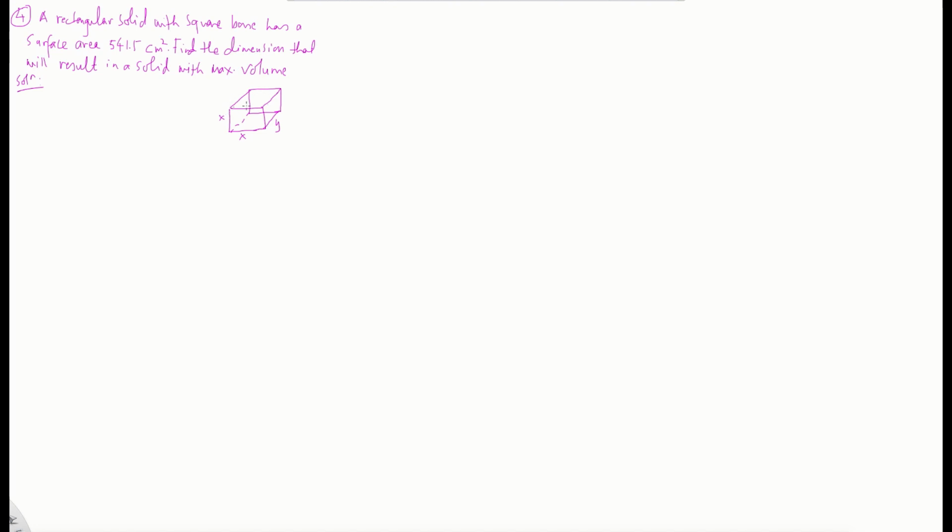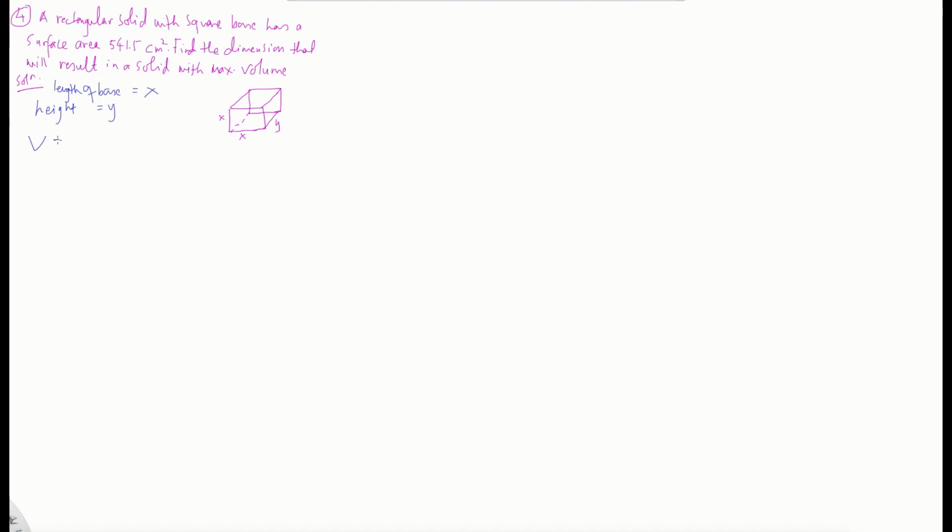If you make this an upright position, this will be the base, right? What it says is the base is a square. Square means all the sides are equal, right? So I'm assuming that the dimension of the base is x, meaning the length of the base equals x, and let's say the height of the box is y, right?